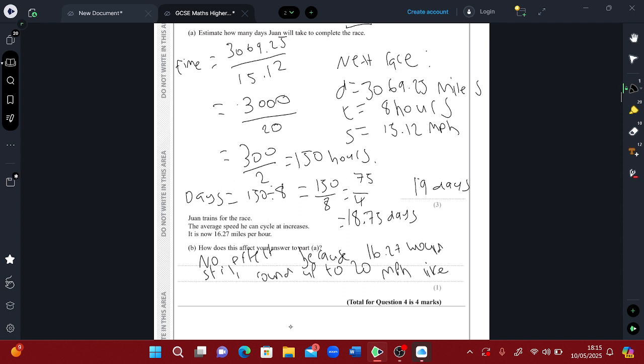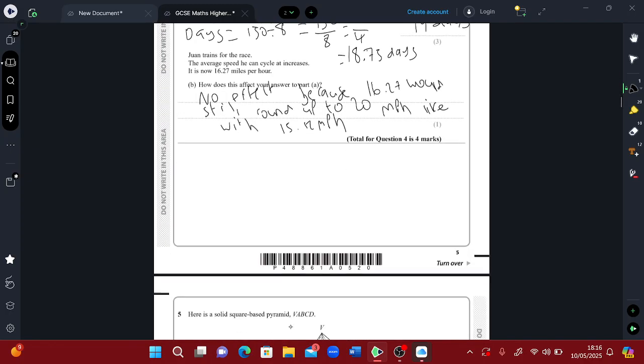Like with 15.12 miles per hour. Okay, so see here, when we did overall time, we divided by the old speed, which is 15.12. We rounded up to 20. We would also do the same here. So 16 would go to 20, so it would have no effect. But yeah, that's what the mark scheme says. It doesn't affect the answer because I'd still round down to 15 or up to 20. Yes, so here we'd round up to 20 like we did before. Cool. So that's that.